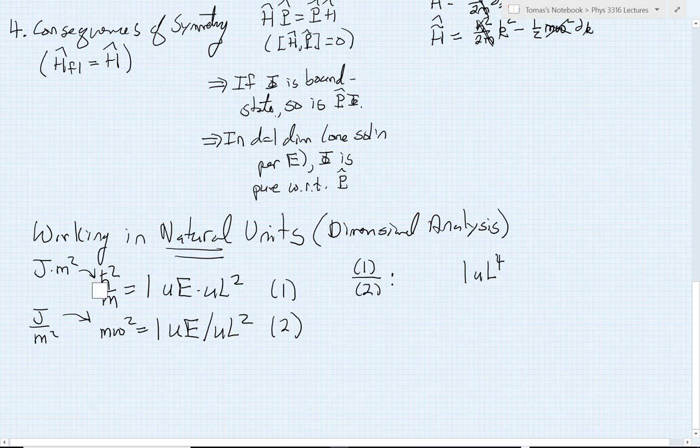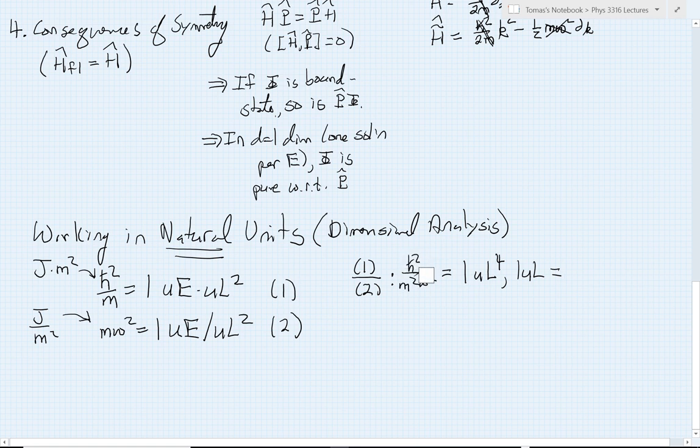Now on the left-hand side, when I divide these, I get h bar squared divided by m divided by another m. So that's going to be h bar squared divided by m squared. And there's also, when I divide it by equation 2, an omega squared in the denominator. So this tells me the value of 1 unit length to the 4th.